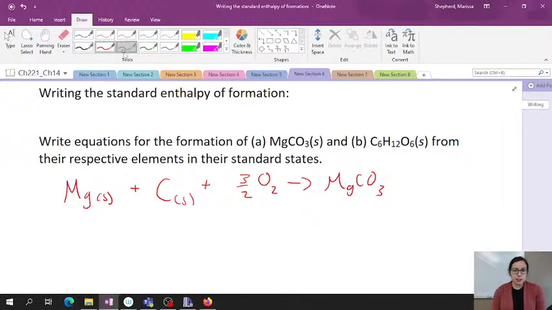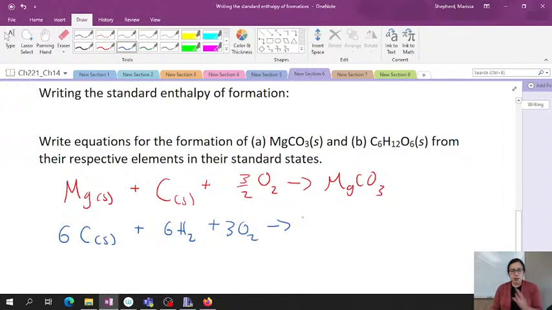And then your second one should look something like 6 carbons plus 6 equivalents of H2 to give us 12, plus 3 equivalents of oxygen. Again, if we could just magically smash all those atoms together, we get C6H12O6.